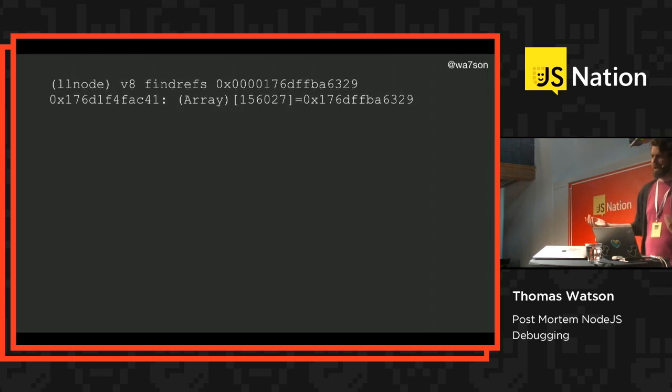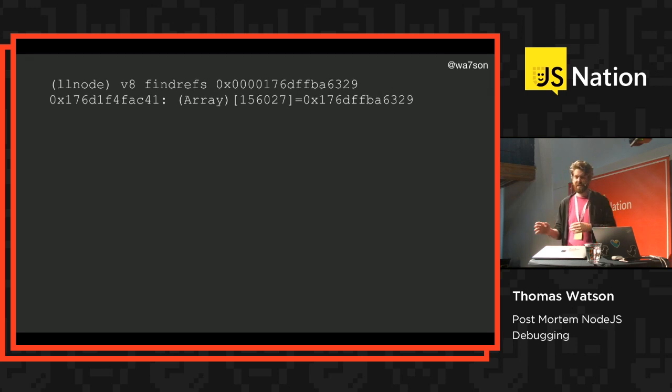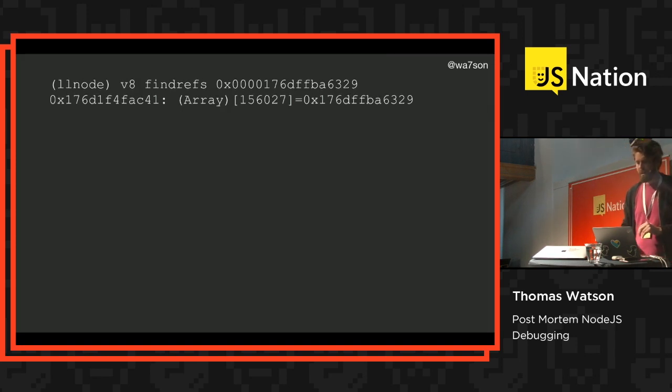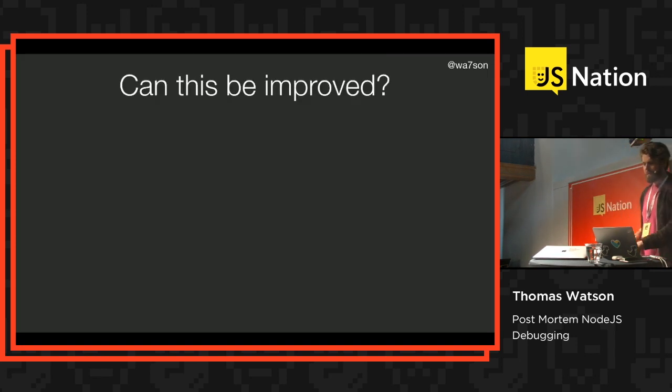So unfortunately, right now, llnode is not clever enough to show us where this array actually exists in our code. So we have to do a little bit of manual hunting. Maybe this can be improved. Somebody can make a PR. But maybe the process itself can be improved, because it was a little tedious.